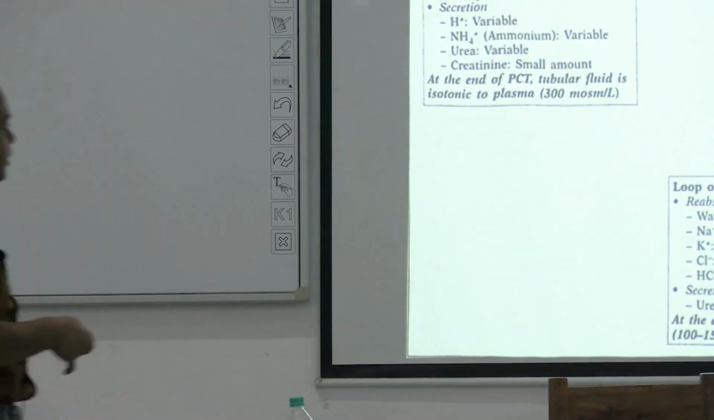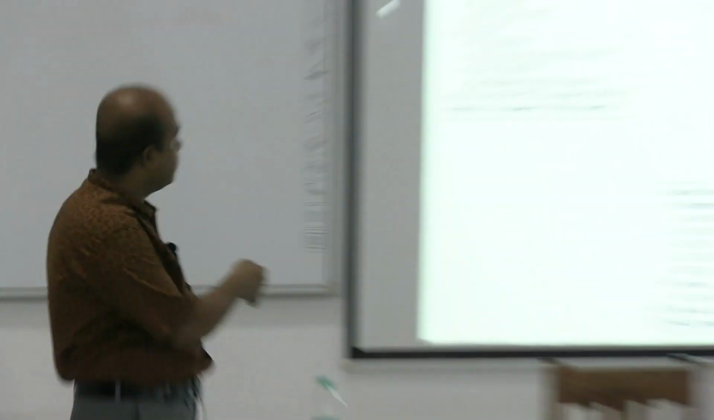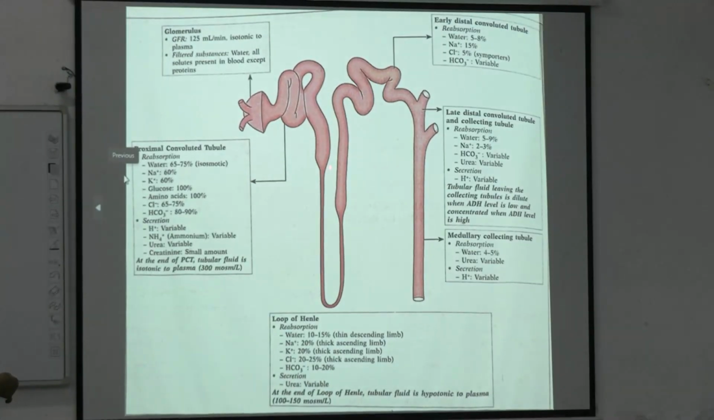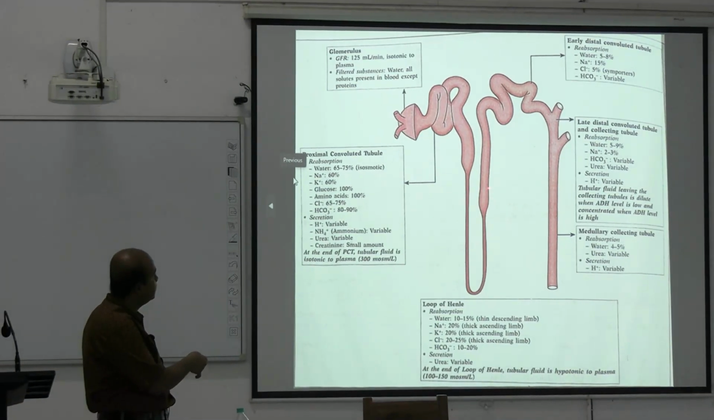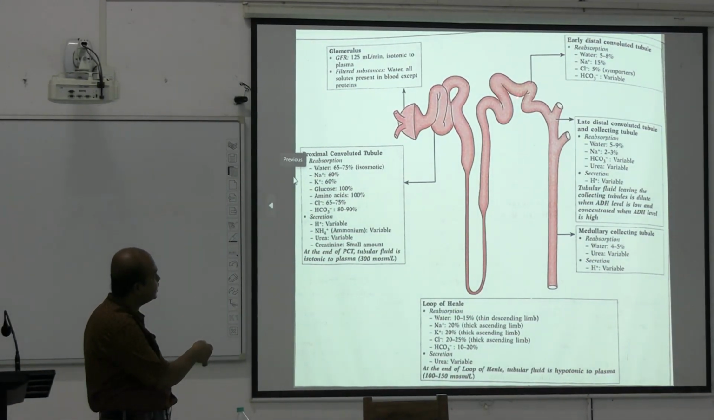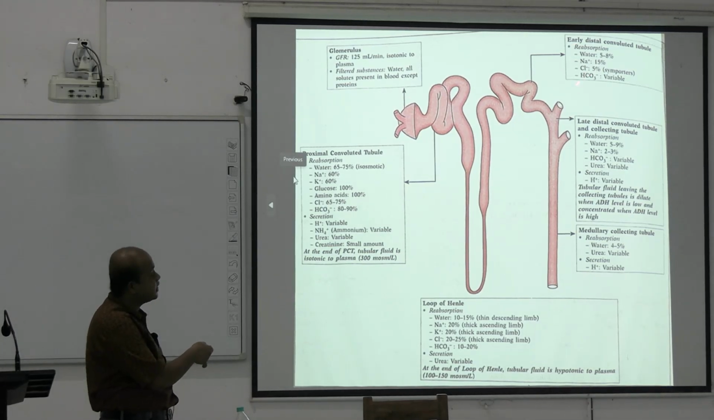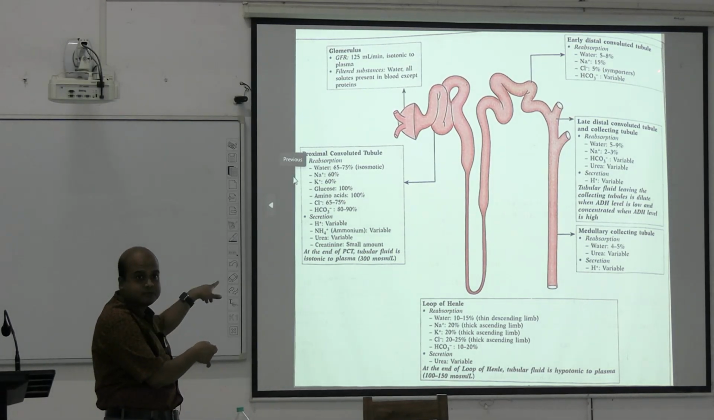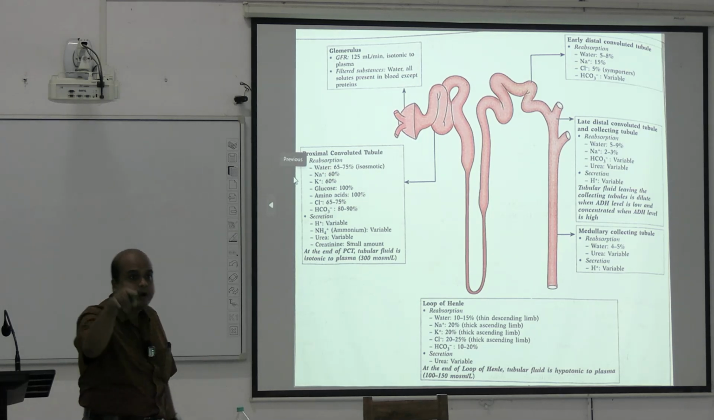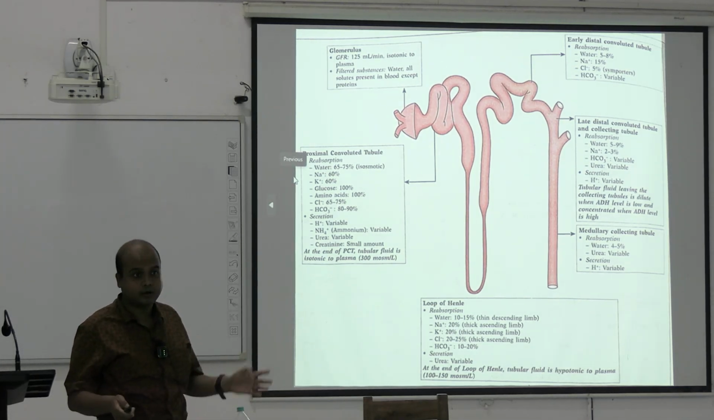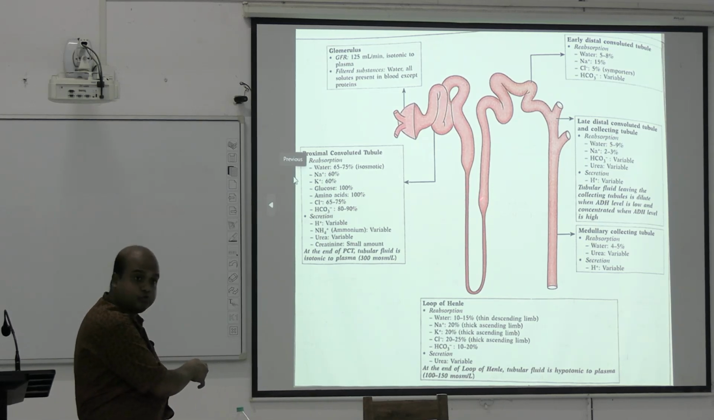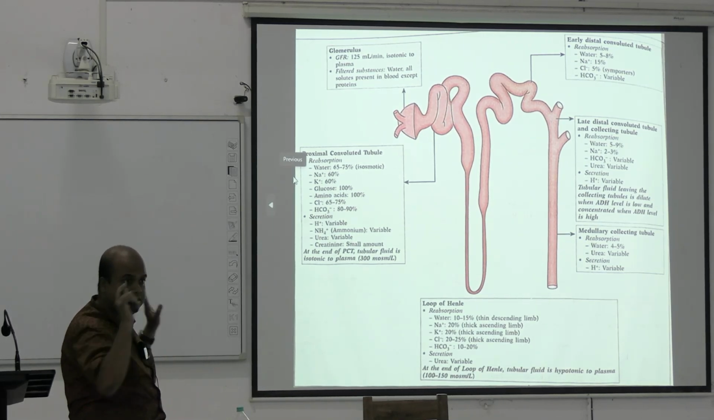Then in the loop of Henle. So this is the proximal convoluted tubule, then proximal straight, then thin descending limb, thin ascending limb, thick ascending limb, distal convoluted tubule, and that will be divided for the sake of discussion of this reabsorption into an early part and a late part of the distal tubule, because the early part is impermeable to water.